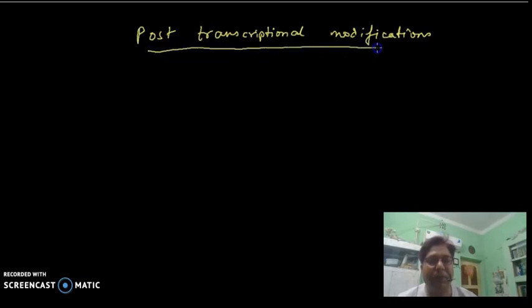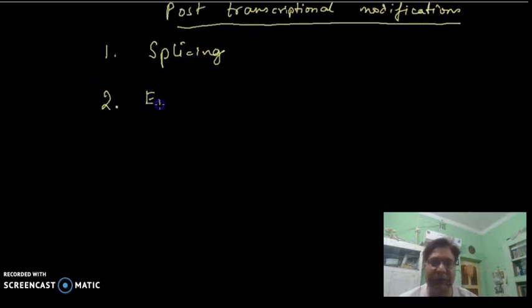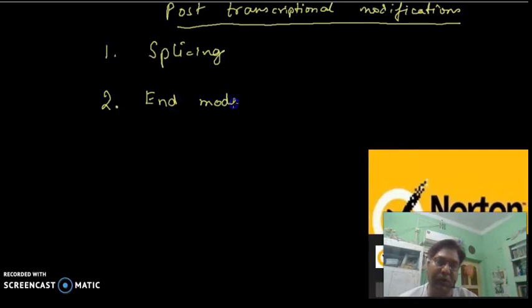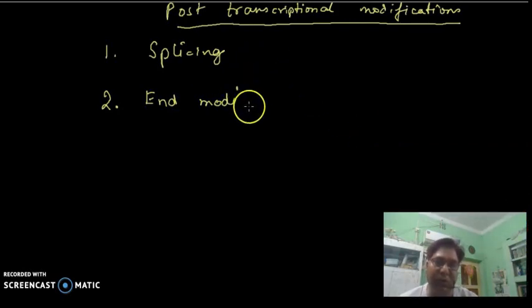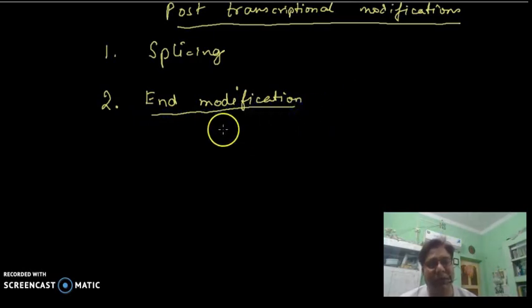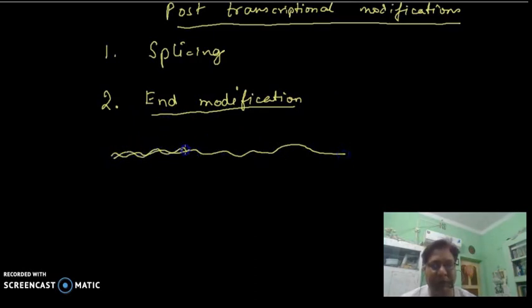Let us discuss all these things in detail. As we mentioned, there are two types of post-transcriptional modification. The first one is splicing, and the second one is end modification. In fact, the end modification occurs prior to splicing, when the RNA synthesis has just ended, when the transcript has just been formed.